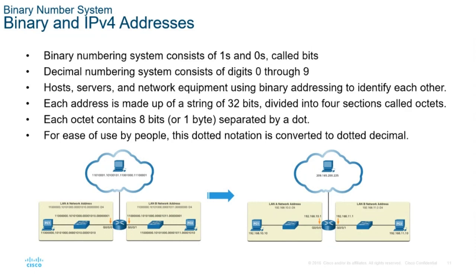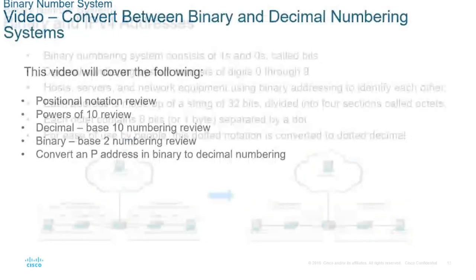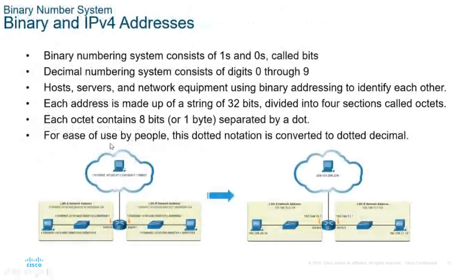Then each address is made up of a string of 32 bits, divided into 4 sections called octets. Itong mga number system nito is 32 bits, divided into 4 sections. Kung makita niyo, meron siyang dot. So, 11010001 dot, yun ay isang octet.